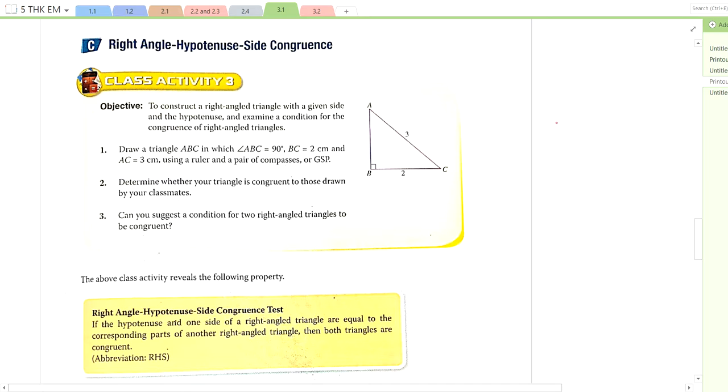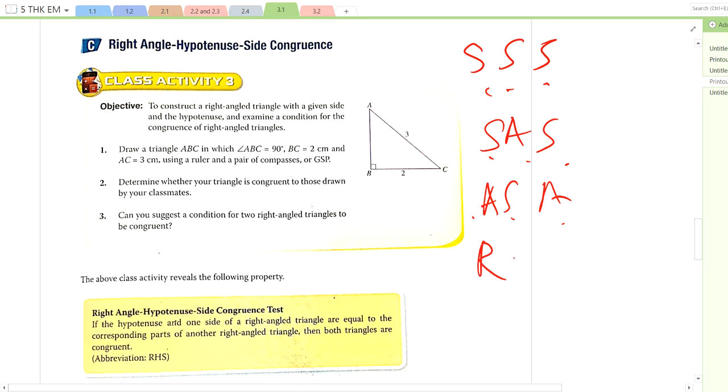Using the previous congruence cases as a reference, when we have SSS, we must compare side, side, side. When we have SAS, I must compare side, angle, side with the angle in between. When I have ASA, I must compare angle, side, angle with the side in between. What do you think we must compare for the RHS test? You must have one right angle. What else must you have? You must have the hypotenuse. Is it just any side? It must be the hypotenuse.